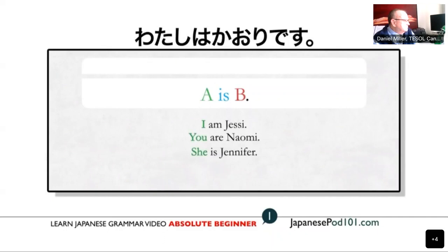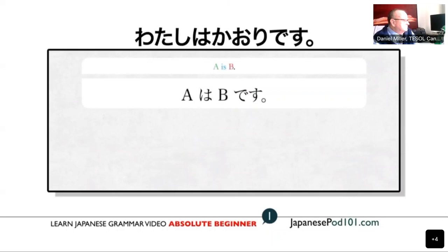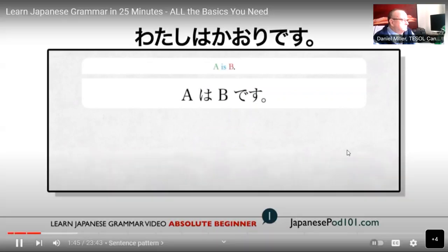We have A, which is the item being talked about, and then we have B, which is what we identify it as. So in Japanese, how would we say A is B? A wa B desu. One more time. A wa B desu. So now that we've all had this introduction to Japanese, we should all start speaking Japanese to each other in these webinars.